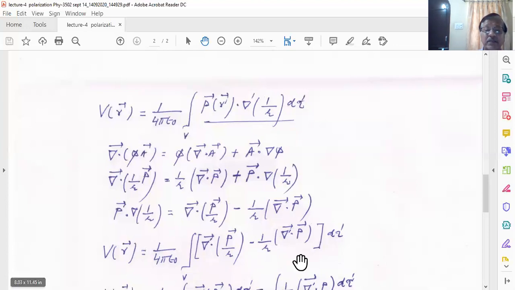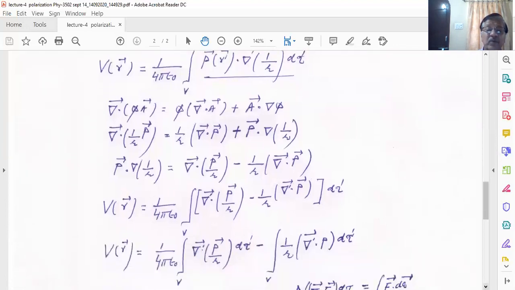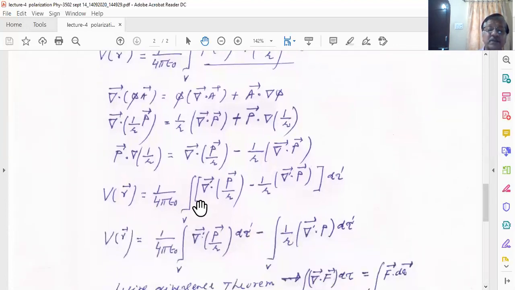Now you can simplify this step and split this part. So V of r is 1 upon 4 pi epsilon 0 times the divergence of P by r with respect to the source coordinate, minus 1 upon r times the divergence of vector P with respect to the source coordinate. P is the polarization vector, d tau prime. This is a volume integration, and this is also a volume integration, right?